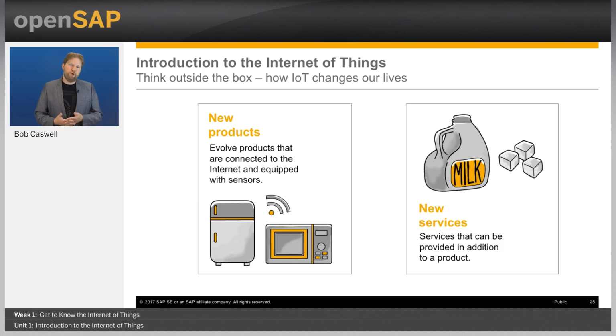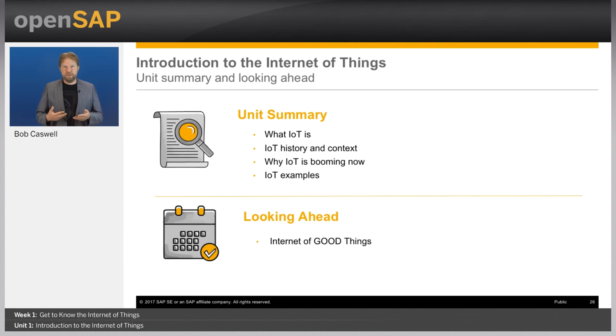Okay, so let's review what we learned today. The Internet of Things, it's here to make our lives better. And it's a network of physical objects that can sense and interact with each other while collecting and exchanging data.